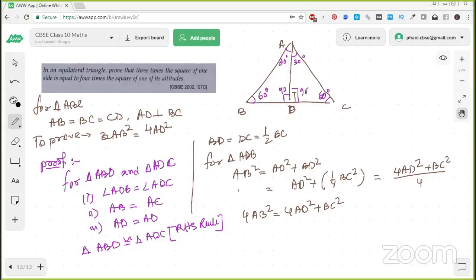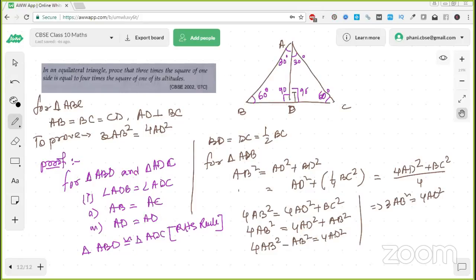Now, in place of BC, we can write AB. 4 AD square plus AB square. So in place of BC, we can write AB. So it gives you 3AB square equals 4AD square, hence proved.